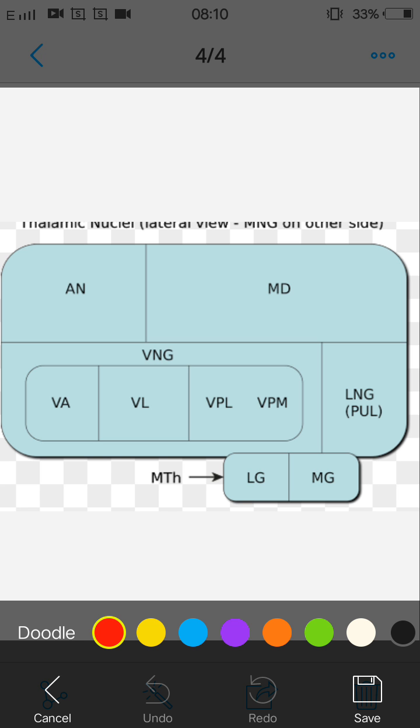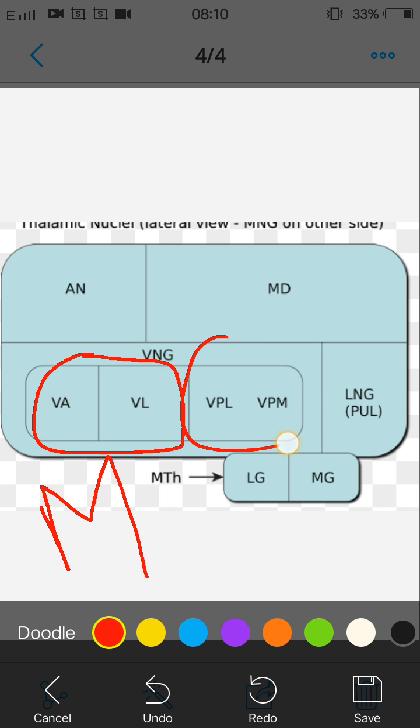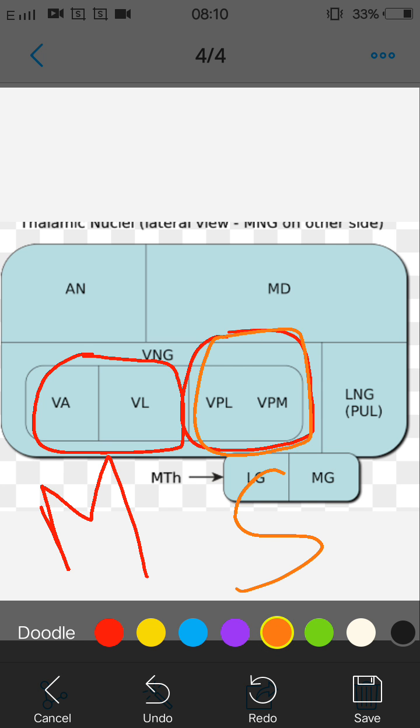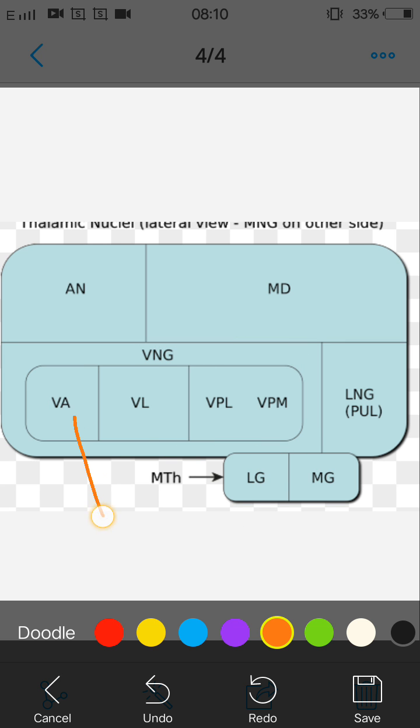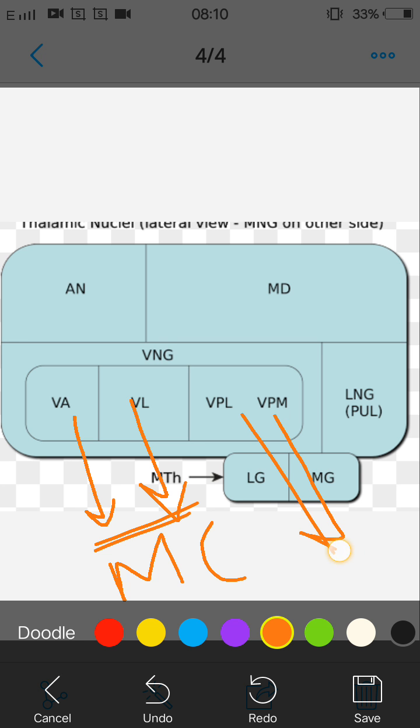Now, these two nuclei are mainly motor, and these two nuclei are mainly sensory. Now, the output from this nucleus and this nucleus, I told you it is motor, right? So the output should be to which cortex? The motor cortex. I told you these two nuclei are sensory, so the output should be to the sensory cortex. So the output for these two is motor cortex, and the output for these two is sensory cortex.